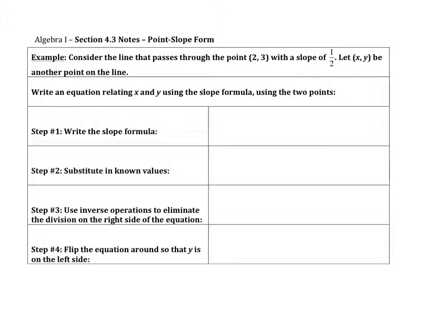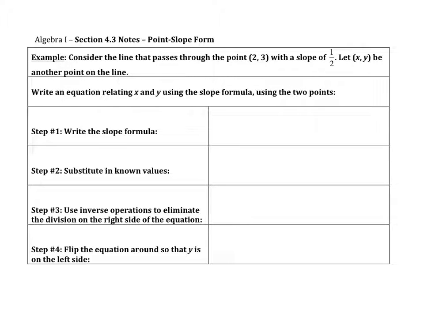Section 4.3 is about point-slope form. This is another form of writing the equation of a line, just like we wrote equations previously in slope-intercept form. So again, this is another form out of 3 that we're going to see how to write the equation of a line. We started with slope-intercept form, now we're going into point-slope form, and then later we are going to do standard form.